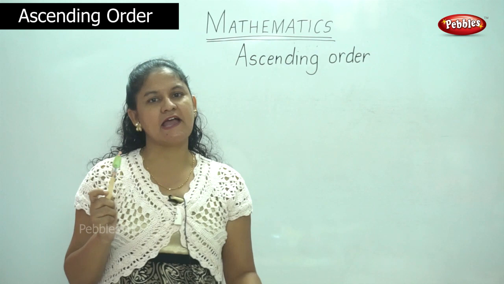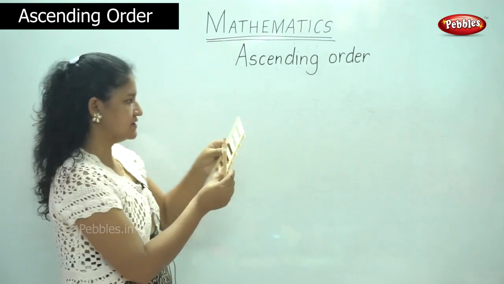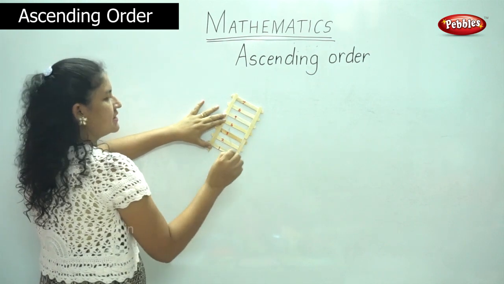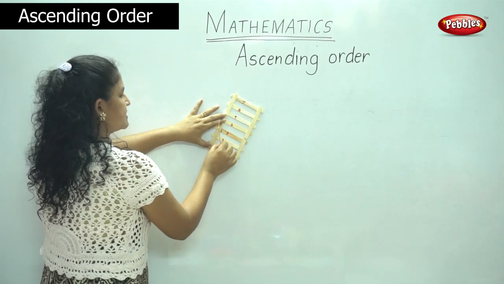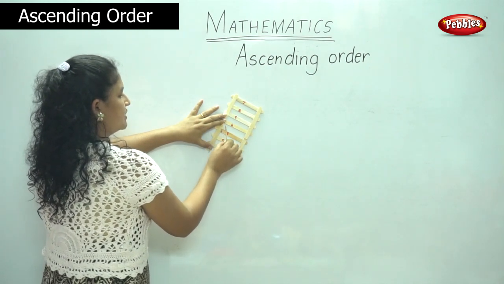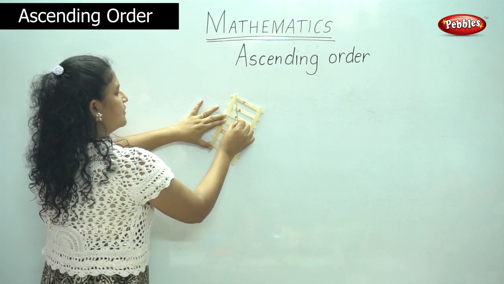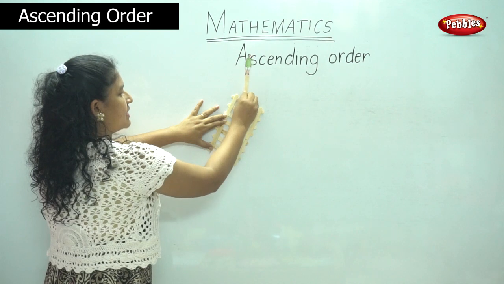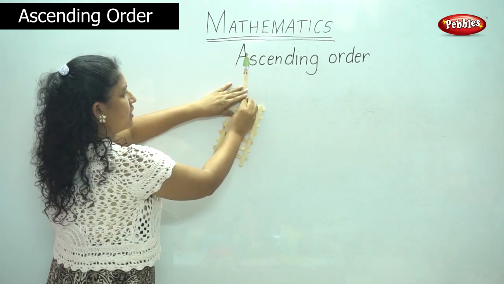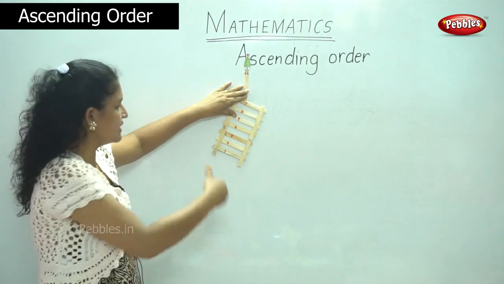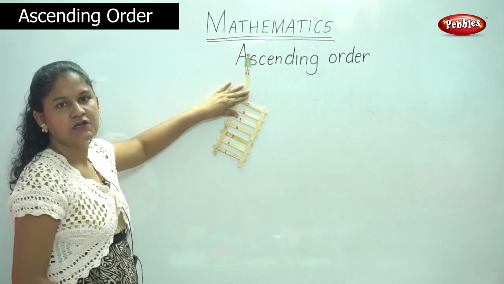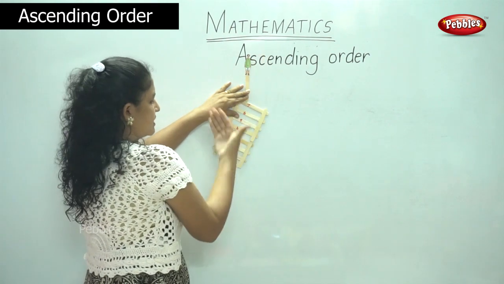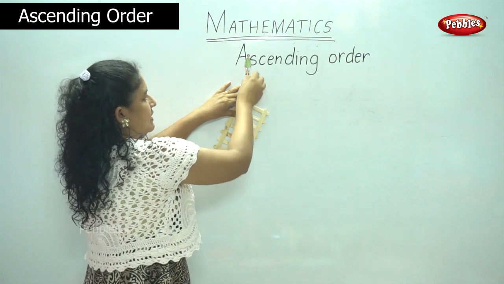So he went and bought a small ladder. So he placed the ladder against the wall and Ram climbed up one step at a time. So he went 1, 2, 3, 4, 5, 6 and 7 and he reached the top of the loft in his house. So by using this ladder you can go up. So as I've told you, ascending order is from bottom to top, that is from small to big.